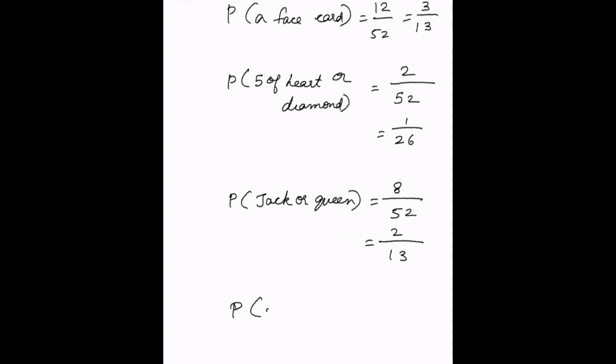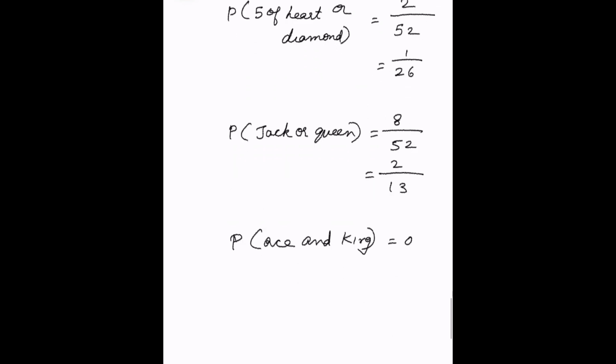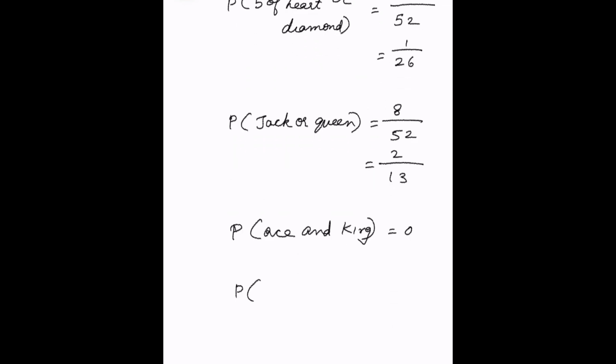Probability of ace and king. And it's the same thing, right? 8 by 52. Ace and king, how will you get ace and king? Yes, ma'am, it's 0. It will not happen, right? Ace and king will not happen. Yes, ma'am. Next is probability of a red and a king.